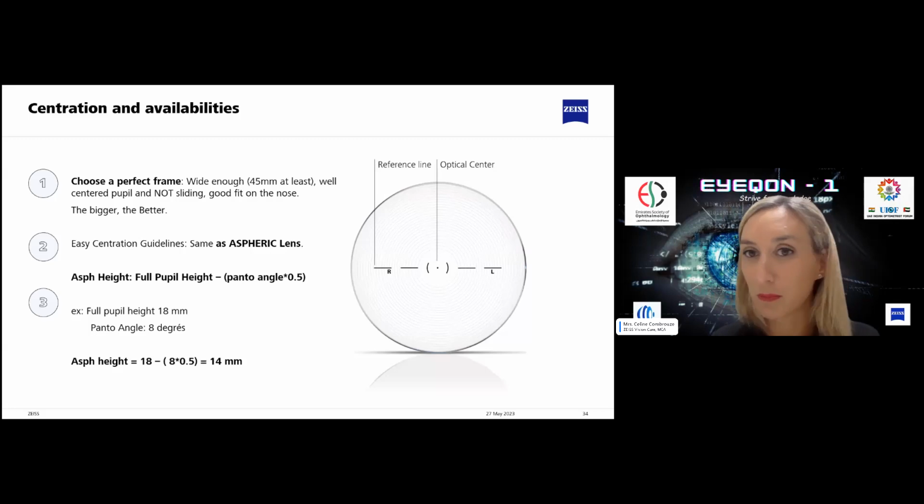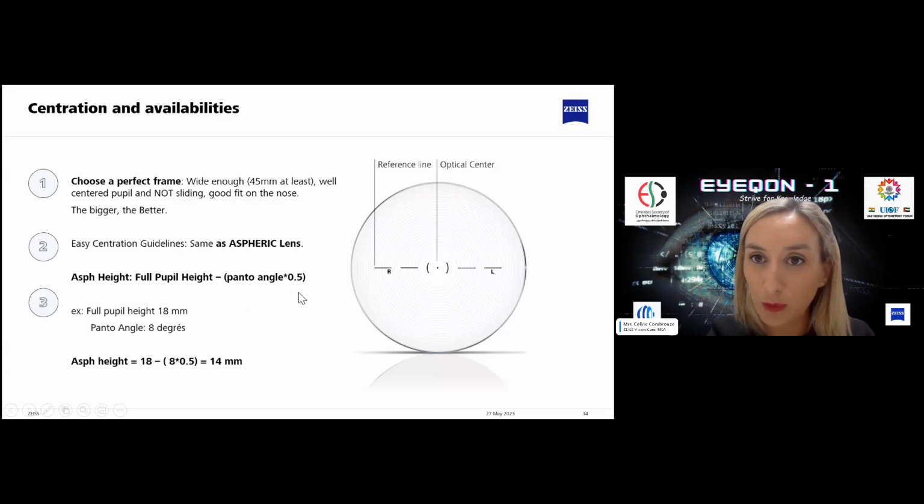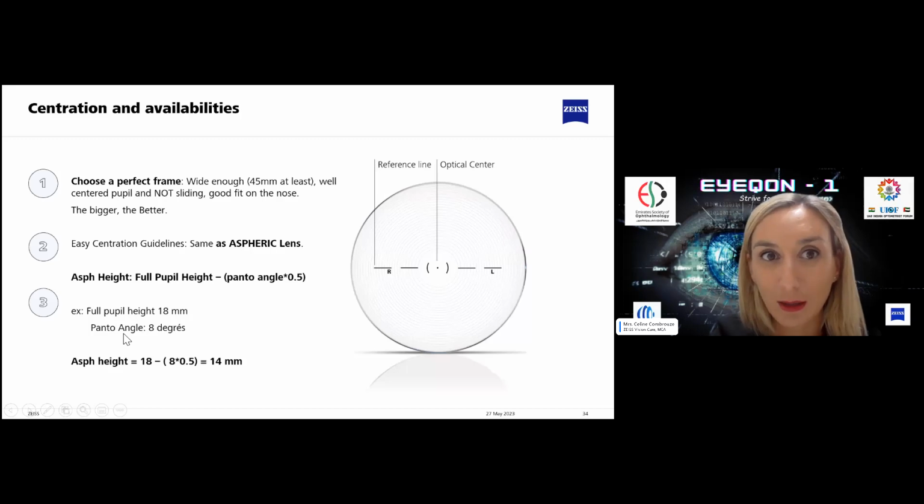What about centration? Quite easy, PD, right and left eye. And then you have to take the height. This is an aspheric lens, which means that you need to take care of the value of the pantoscopic angle. It's really easy. An aspheric height, you measure it by taking the full pupil height, the regular one, then you remove 0.5 multiplied by the value of the pantoscopic angle. So for example, you have a full pupil height of 18 millimeters, a pantoscopic angle of 8 degrees. Then you take 18 minus 4, and so the height will be 14 millimeters. That's it. So nothing very, very complicated.